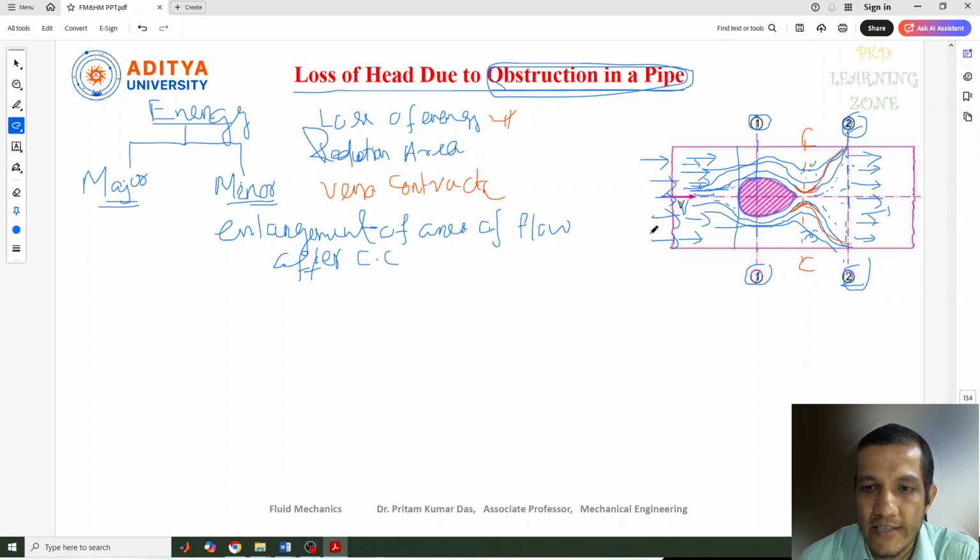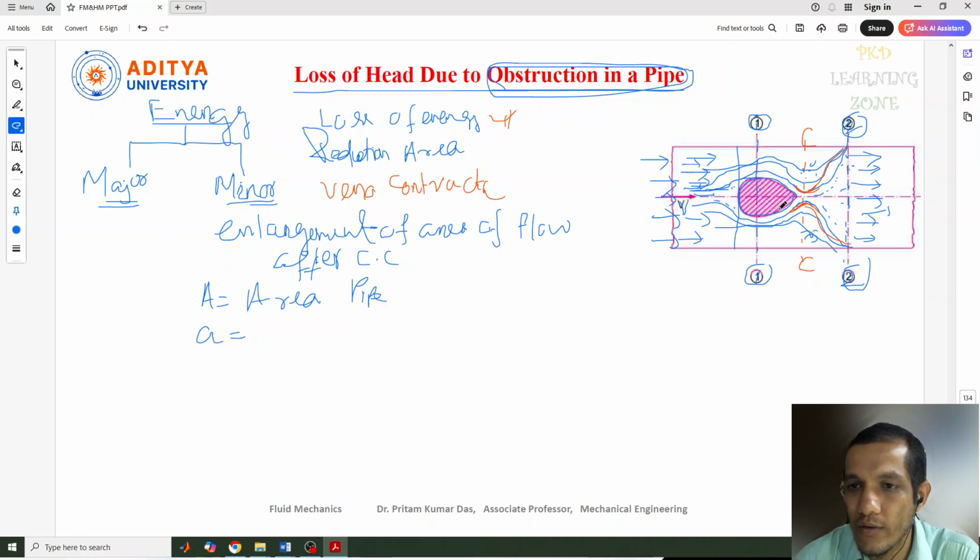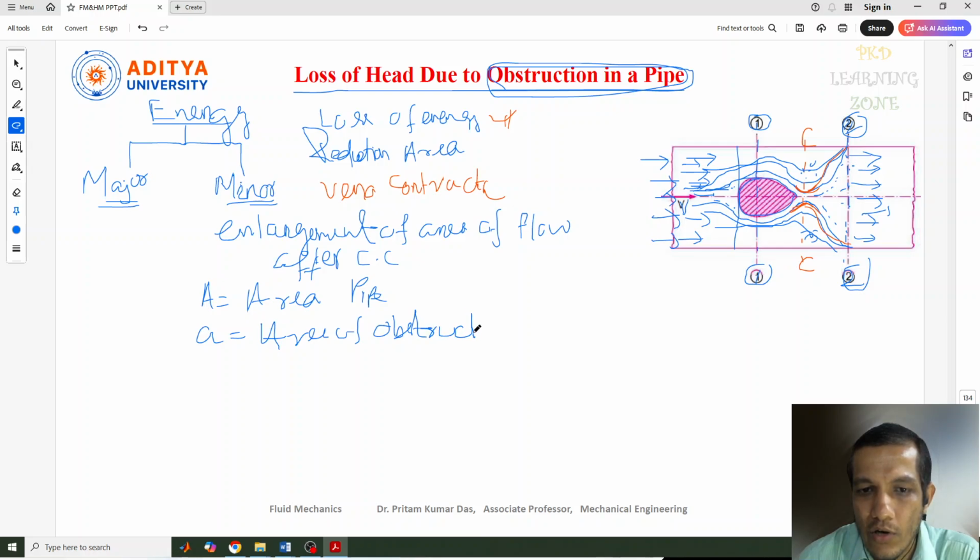For that, let's consider, suppose this is the pipe. Let's consider A, which is the area of the pipe. I just write in short form, area of pipe. And let's consider small a. Small a is the maximum area of the obstruction, which we don't know how much; you can write simply the area of obstruction.